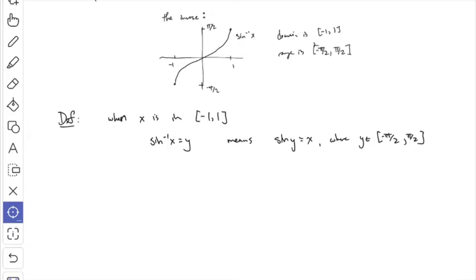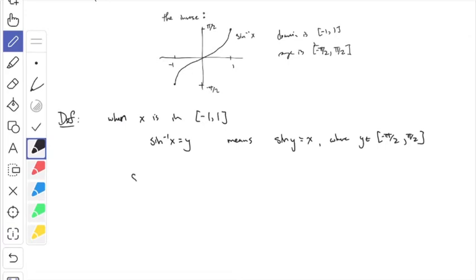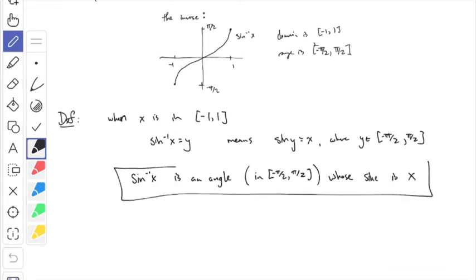The way to think about this in words, you could say inverse sine of x is an angle, I will say parenthetically, in this interval, minus pi over 2 to pi over 2, whose sine is x. This is how you want to think about the inverse sine function. An angle in minus pi over 2 to pi over 2, whose sine is x.